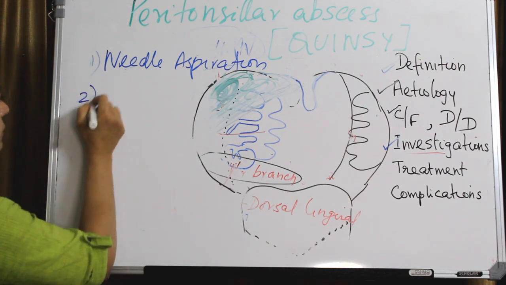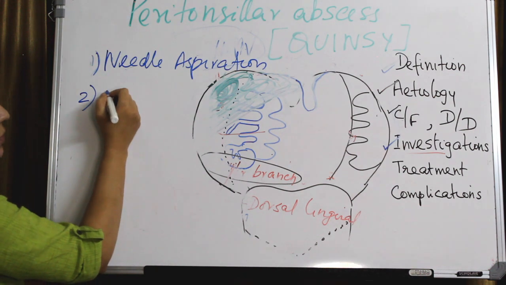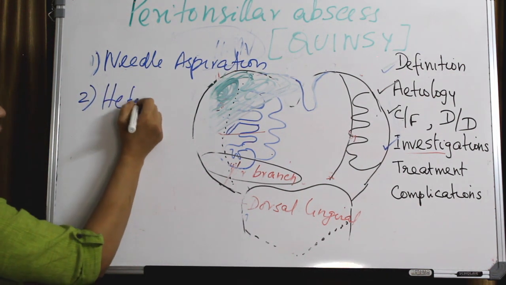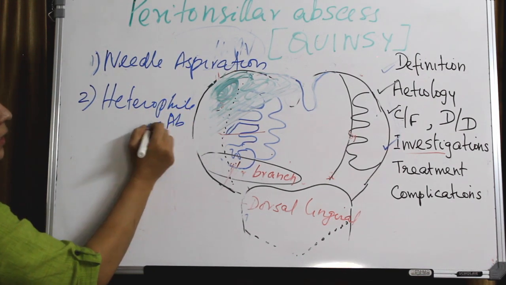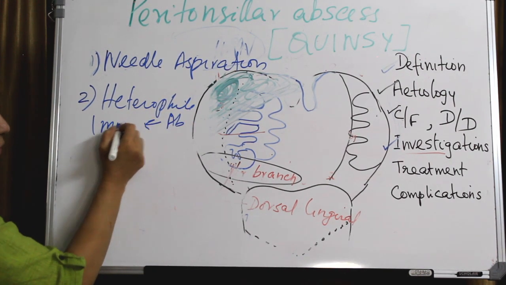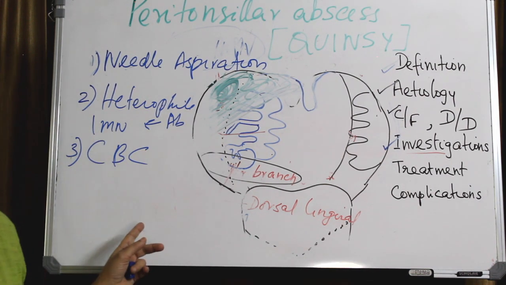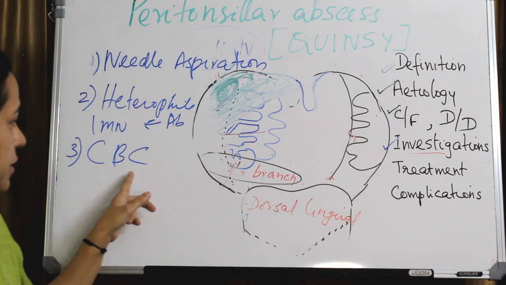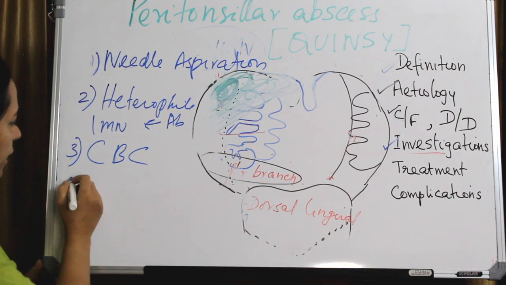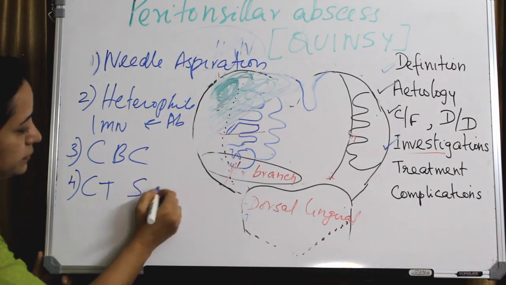And if you suspect infectious mononucleosis, you have to send the heterophil antibodies. Also, a complete blood count should be sent, so that the total count will be elevated and you can see the other parameters, right? And is a CT scan needed?